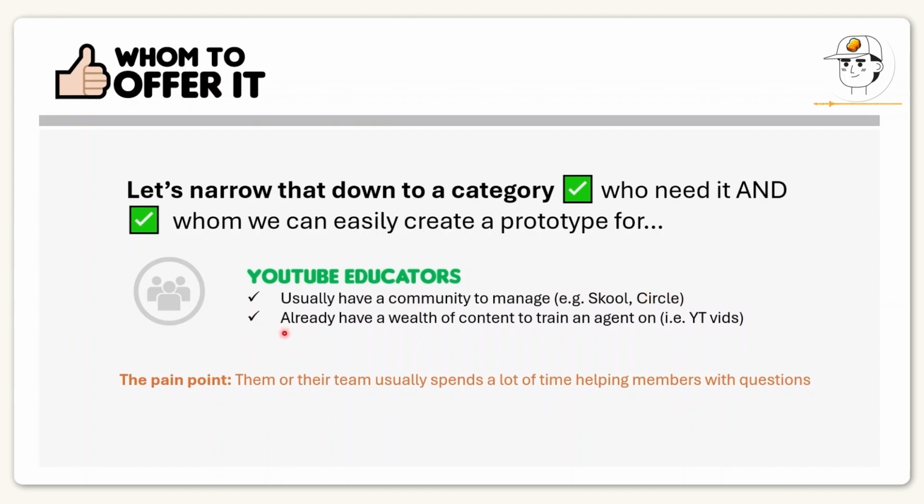And importantly as well, is they already have a wealth of content to train an agent on, which are their YouTube videos. And for most of these educators, a common pain point is really the fact that them or their team usually spends a lot of time helping members with questions, which is important, especially if you're trying to run an educational community. But obviously, setting up a team just for troubleshooting and being able to offer 24/7 support is quite difficult and costly to do without AI.